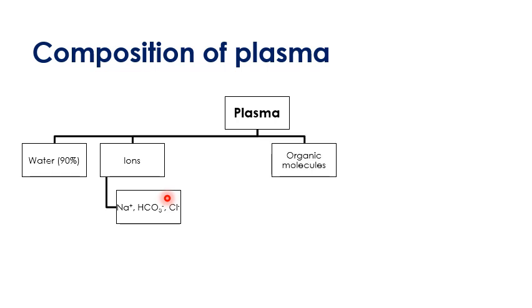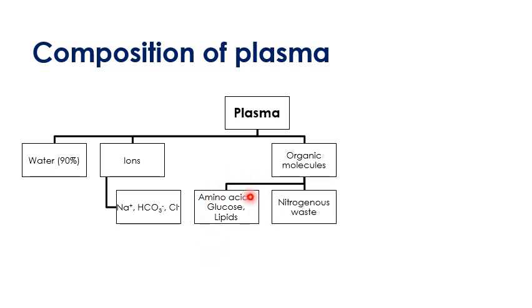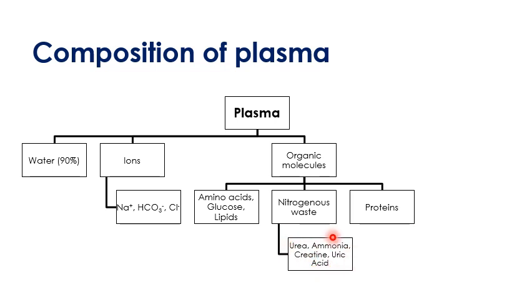blood. You also have some organic molecules in your plasma, so amino acids, glucose, lipids. Your amino acids are the building blocks of your proteins, your glucose for your carbohydrates, your lipids for your fats. So these are transported in your plasma. You also have some nitrogenous waste, such as urea, ammonia, creatine, and uric acid. And these are breakdown products from the metabolism of your proteins. You also have your plasma proteins, such as albumin, globulins, and fibrinogen.